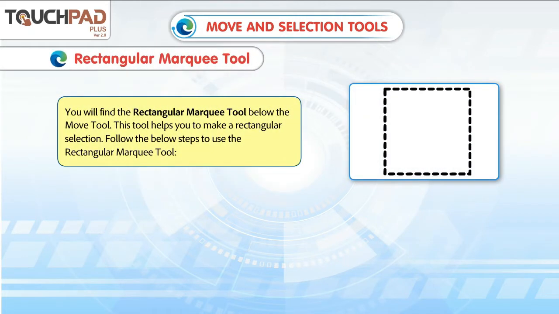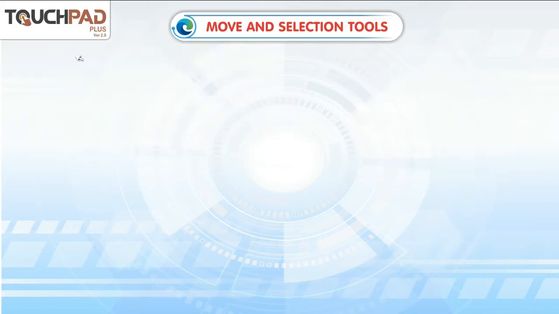Rectangular Marquee Tool. You will find the Rectangular Marquee tool below the Move tool. This tool helps you to make a rectangular selection. Follow the below steps to use the Rectangular Marquee tool.